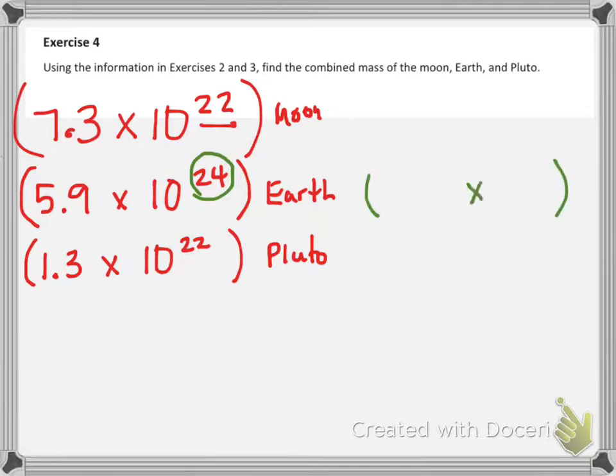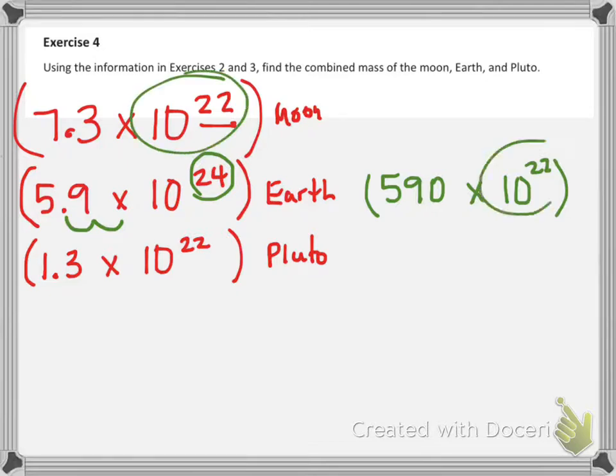So this is going to be times 10 to the 22nd power. Since that got smaller, my number was going to get bigger by 2 place values. So this is 590 times 10 to the 22nd. So now I have 10 to the 22nd for the Moon, I have 10 to the 22nd for Earth, and I have 10 to the 22nd for Pluto. And now I can add all of these together.